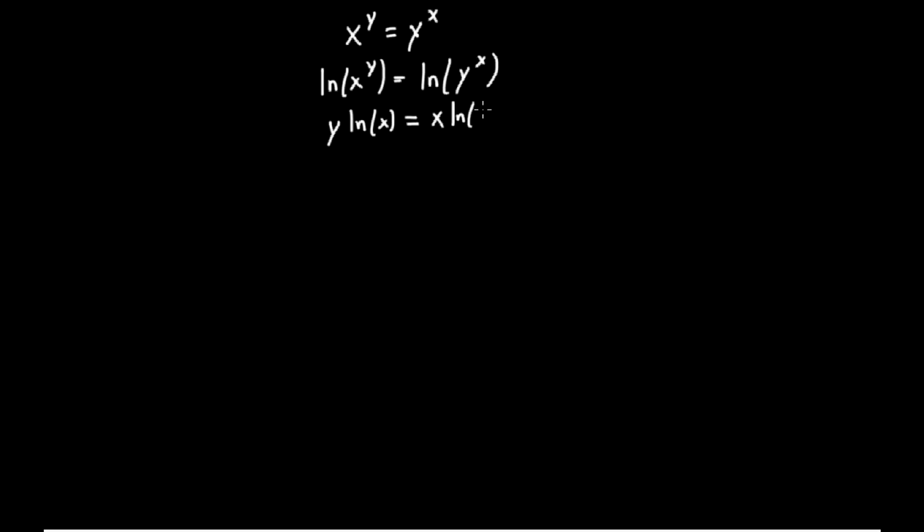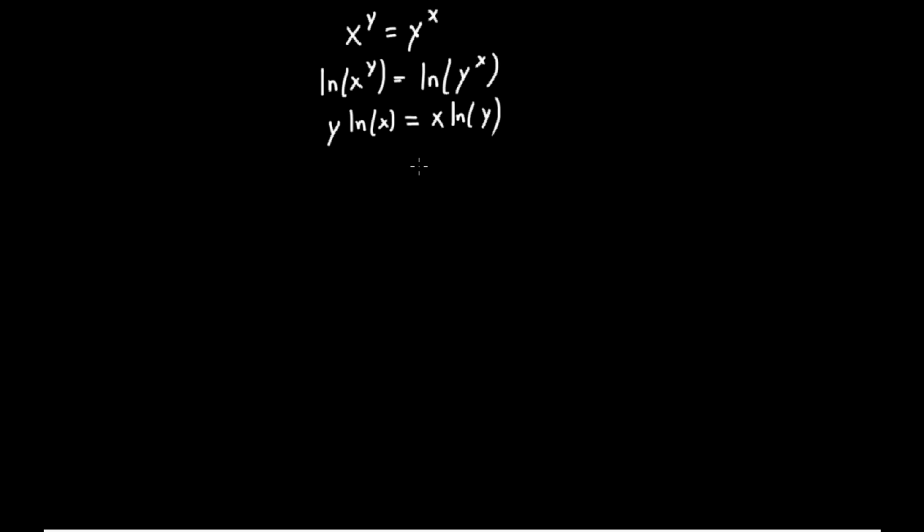At this point, I think we have all the tools that we need to solve this equation: x to the y is equal to y to the x. I'm going to start by taking the natural log of both sides. So I get ln of x to the y power equals ln of y to the x power. Then I'm going to use the power rule of logarithms to bring that power out to the front. So I get y times ln x equals x times ln y.